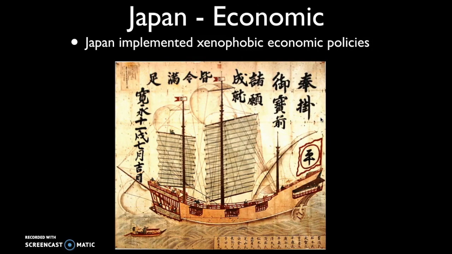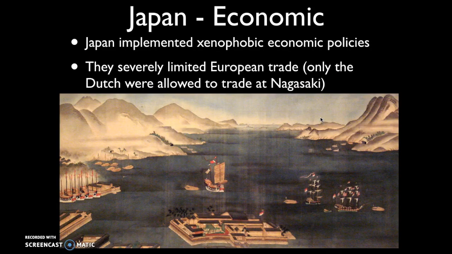Japan is also going to, in period 4, and as we get into period 5, implement some xenophobic economic policies. So they are going to limit all European trade, with the exception of only the Dutch, who were allowed to trade at Nagasaki. So the Dutch, who were bringing goods to Japan, like guns and other technologies, were still allowed to trade during a very short window of time every year. And so Japan is going to increasingly turn towards xenophobic economic policies, right? Fear of foreigners, shutting the country down.